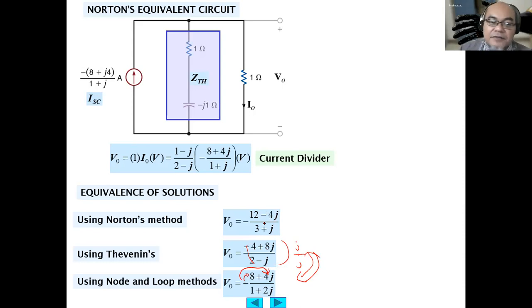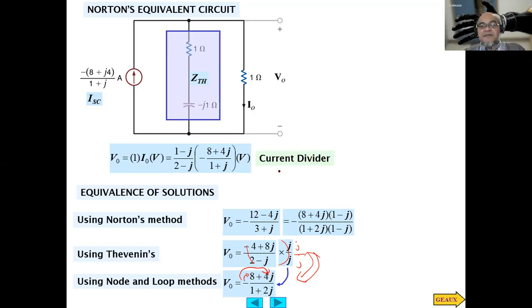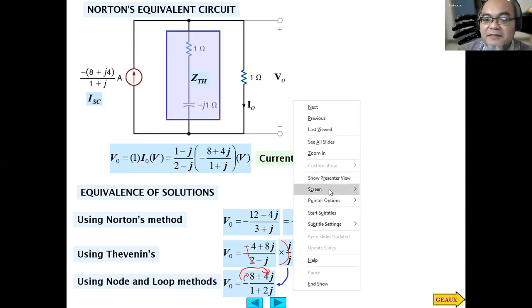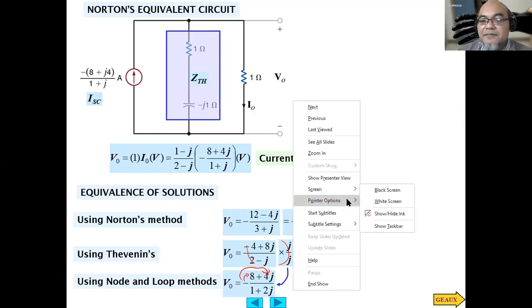This one is also equivalent, but they are expressed quite differently. So here, if you multiply minus 8 plus 4j divided by 1 plus 2j by 1 minus j over 1 minus j, at the numerator and denominator, you will obtain 12 minus 4j divided by 3 plus j. So be careful when you do this kind of question.